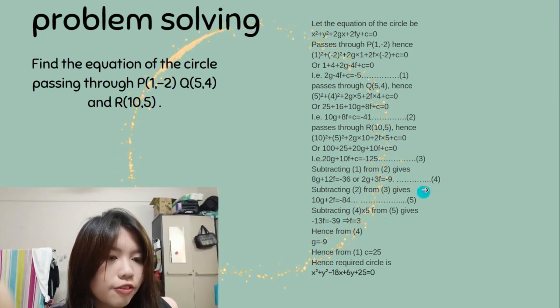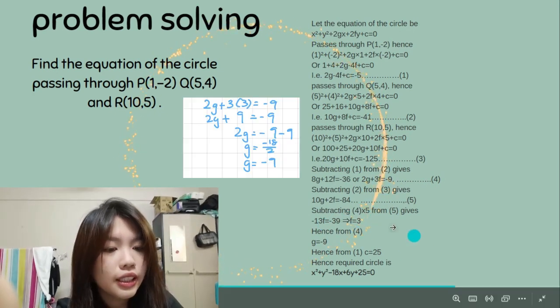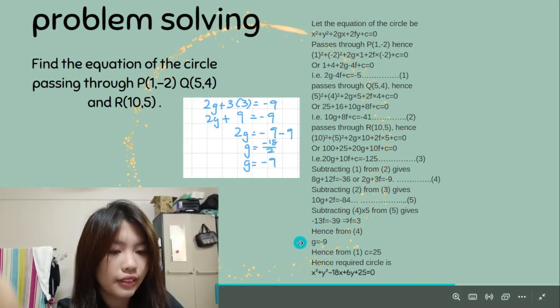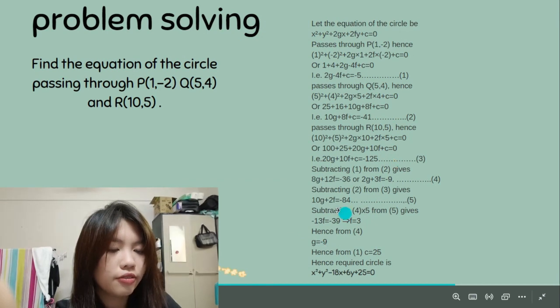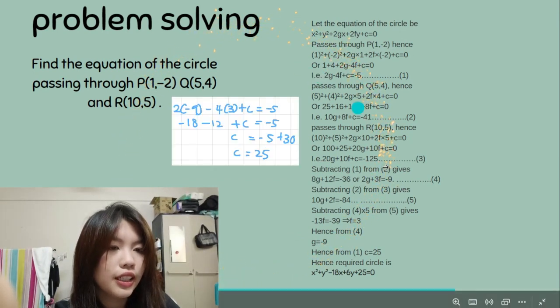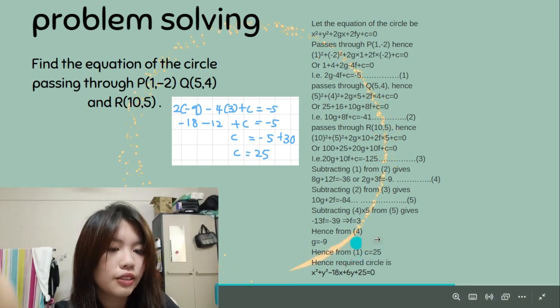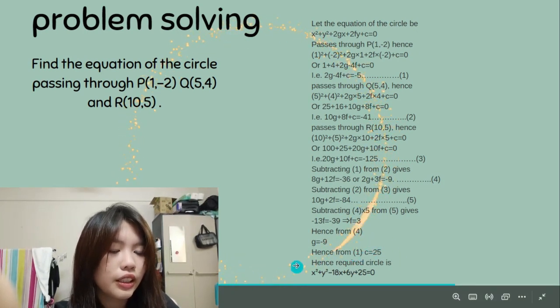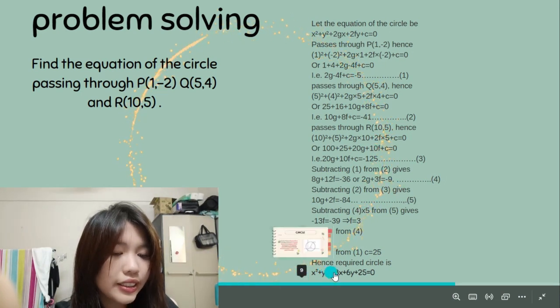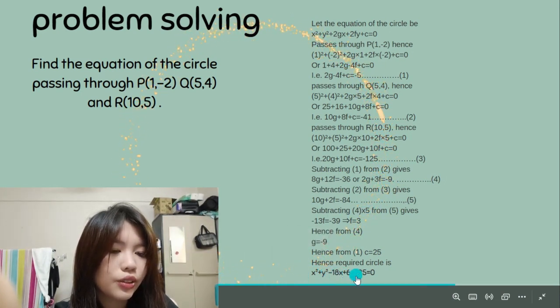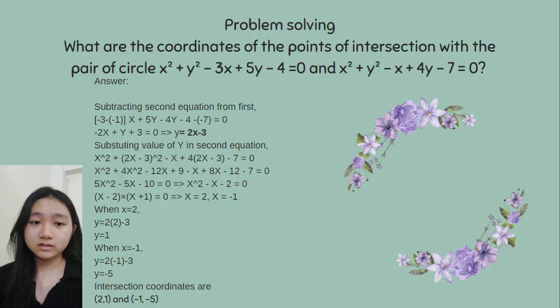So from 4 we use back this. We just substitute this one, f equals to 3. Then we will get g equals to negative 9. So we use the information that we get. Then we just substitute into the first equation, and we get c equals to 25. So the equation for this circle is x squared plus y squared minus 18x plus 6y plus 25 equals to 0.